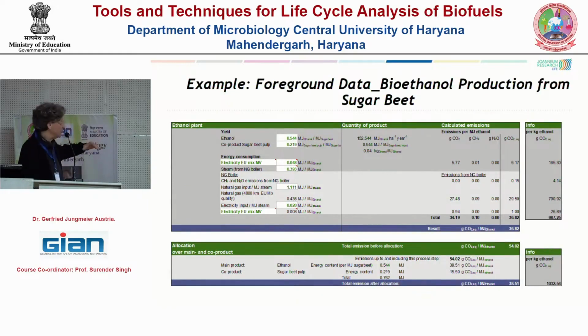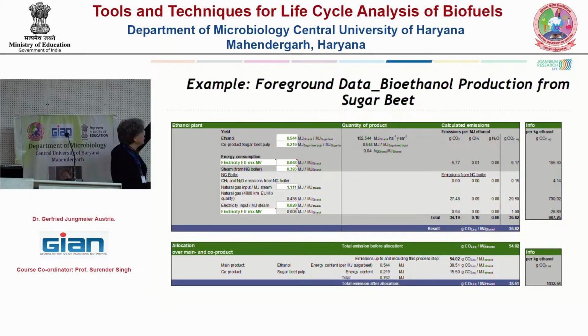And this is already the next one. This is the ethanol plant already. So the ethanol plant also needs only a few inputs. For example, the yield. So how much ethanol do you produce per input? So per megajoule or per ton of sugar beet going in the factory, how much ethanol do you produce? And how much sugar beet pulp, so this is the animal feed, do you produce? So how much main product, how much byproduct, is included here.